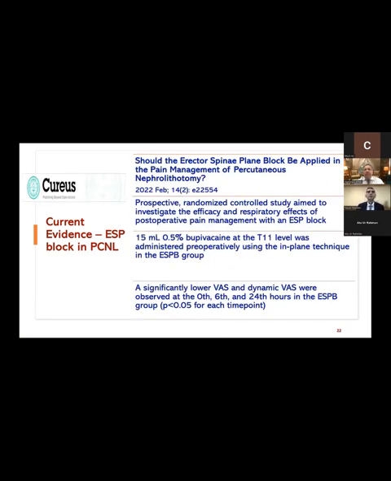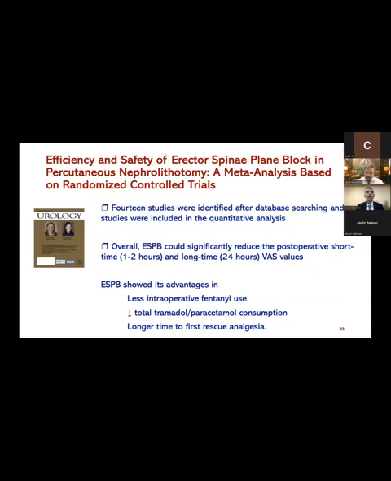Another study, published in Cureus, asked whether the erector spinae plane block should be applied in the pain management of percutaneous nephrolithotomy. It was a prospective randomized controlled study aiming to investigate the efficacy and respiratory effects on postoperative pain management. 15 mL of 0.5% bupivacaine at the T11 level was administered preoperatively using the in-plane technique. A significantly lower visual analog scale and dynamic visual analog scale were observed.